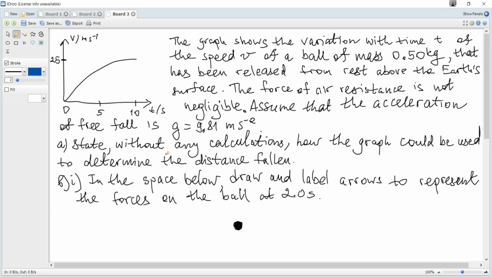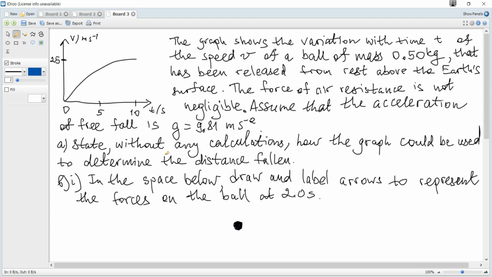The graph shows the variation with time of the speed of a ball that has been released from rest. The force of air resistance is not negligible. State without any calculations how the graph could be used to determine the distance fallen. The distance fallen is equal to the area under the curve.